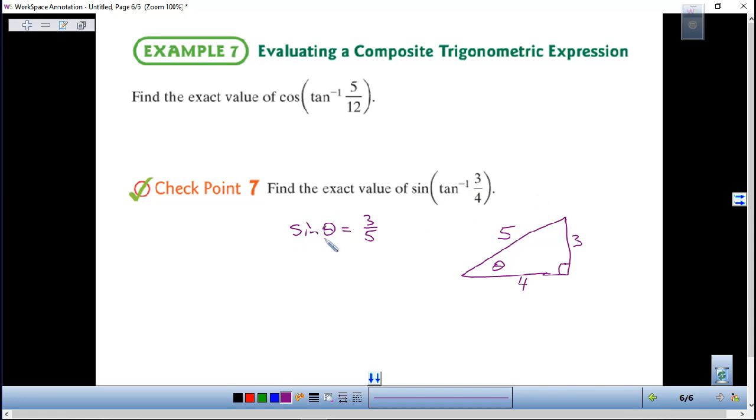The sine of this theta would be 3/5. And all we're doing, same way we did this one, the inverse tangent of 3/4 is going to give us an angle here that's going to have this relationship of all the different sides. And then once we get the relationship of all the different sides, we're going to find what the sine of that angle is. Well, with respect to that angle, the sine is the opposite over hypotenuse, so we end up with 3 over 5. And that's it.